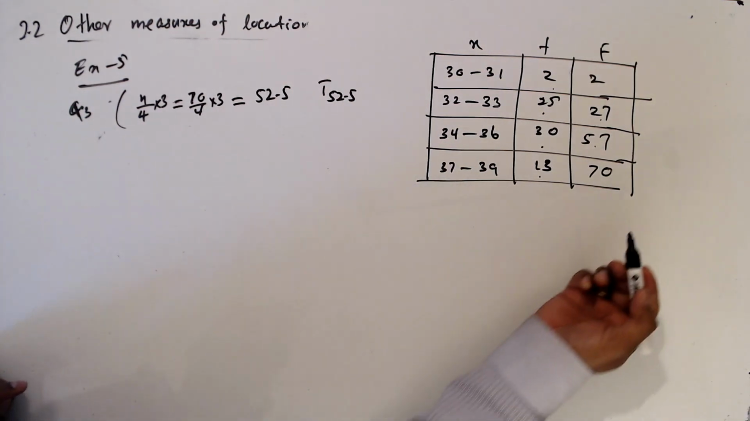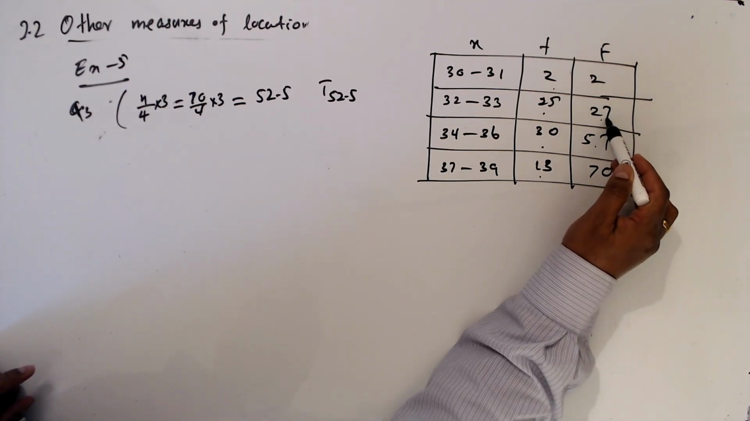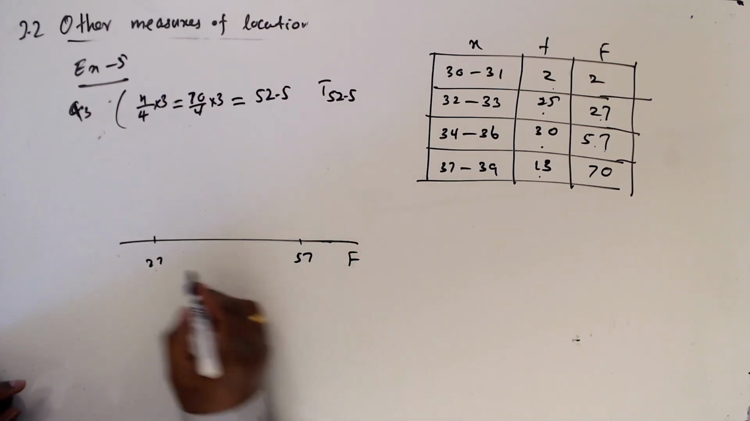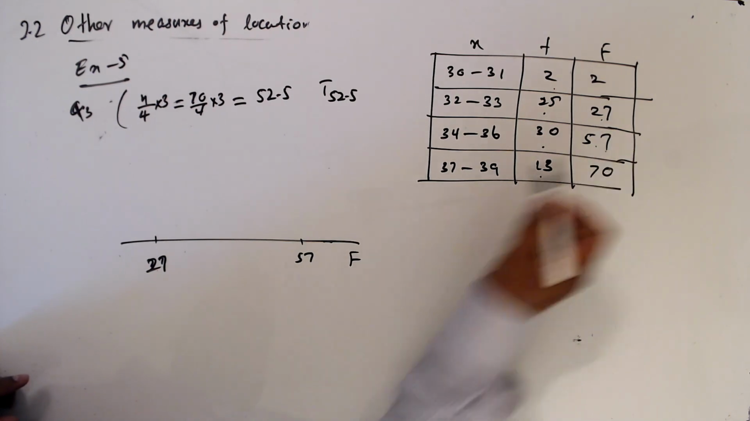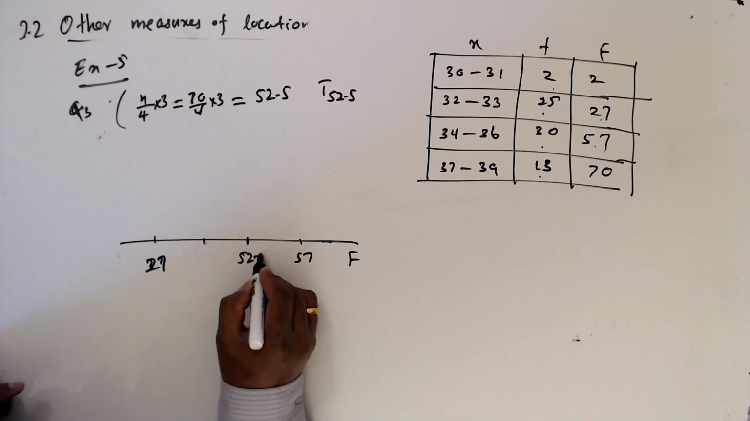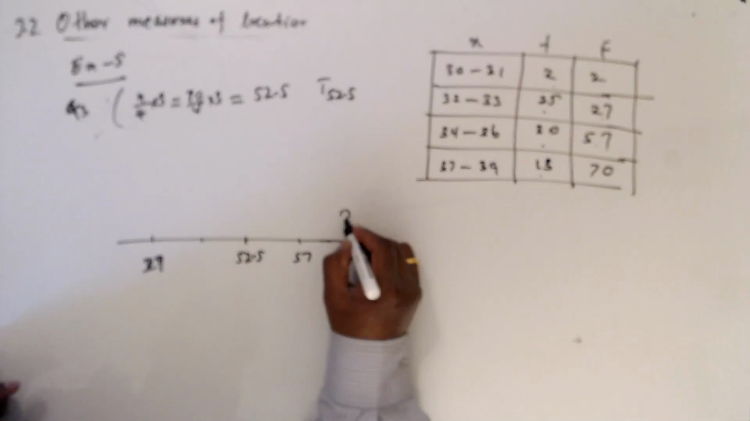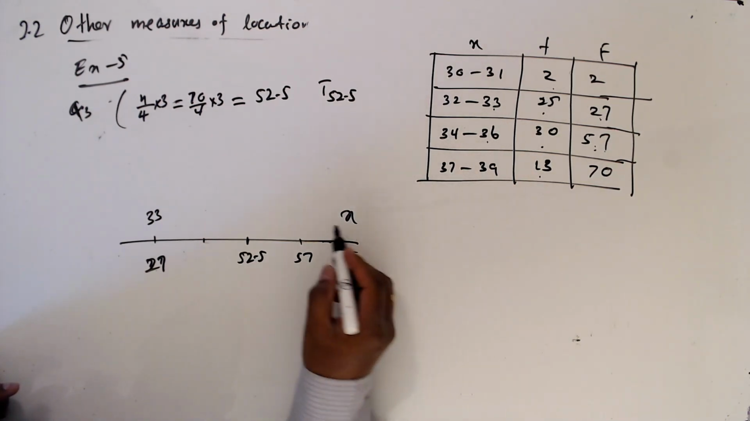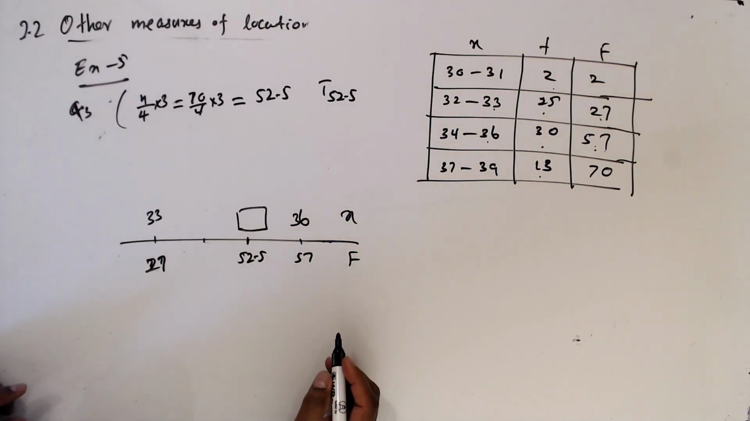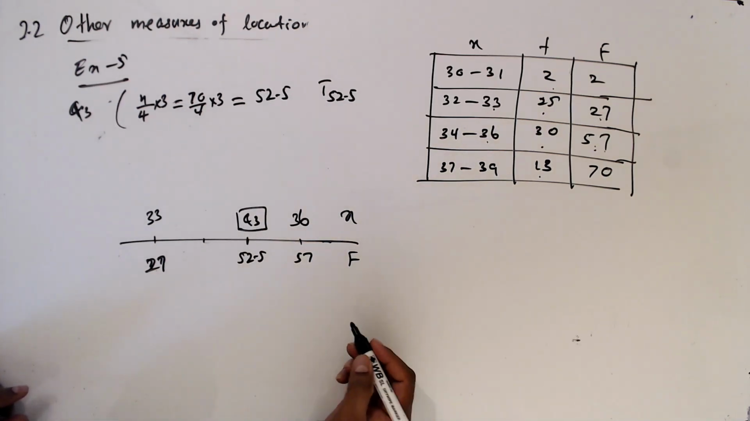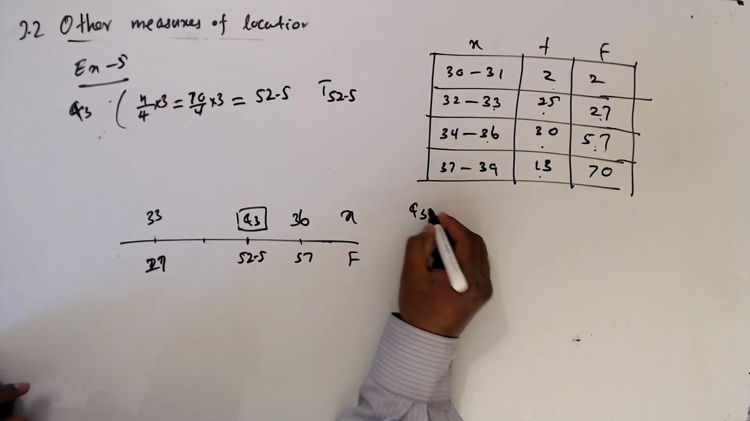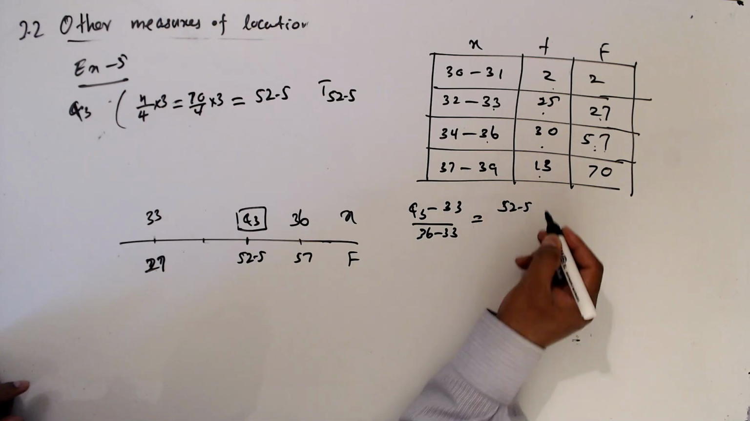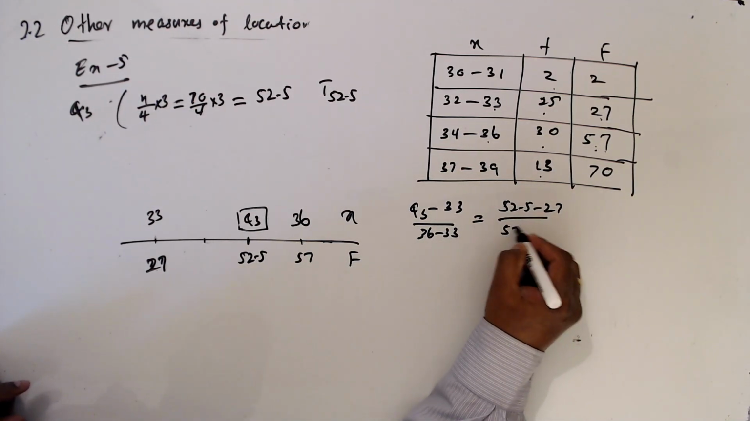Now you go and see where 52.5 lies. So 27 is here and 57 is here. So this is 27, this is 57, in the cumulative frequency F column. So 52.5 is in between, somewhere here. Now I will come to the x variable. What are the boundaries here? 33, and what is the upper bound? 36. So I need this value basically. So this is Q3. Now I can write Q3 minus 33 divided by 36 minus 33 equals 52.5 minus 27 divided by 57 minus 27.